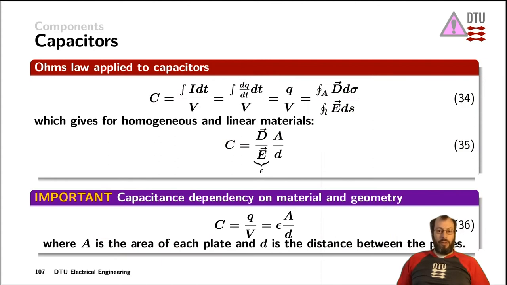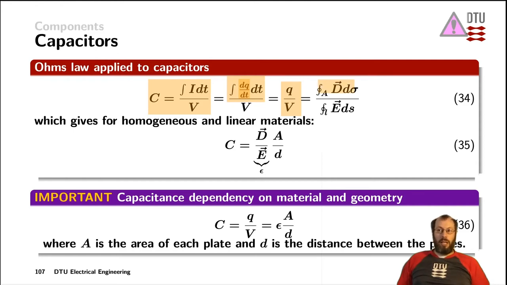Having an equation for the charge and for the voltage, we can use Ohm's law across the capacitor to connect the physical laws from Gauss and Faraday to the capacitance. Furthermore, we need to take into account that the current is the time derivative of the charges. That means that the numerator is both the integral over time and the derivative over time, which leads to the definition of the capacitance as charge per volts. That means how many electrical charges can you store per volt in a capacitor.